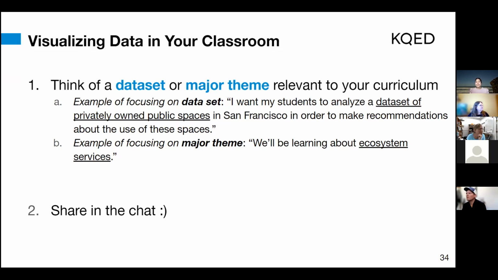So a couple of examples, if you have a data set in mind, like maybe you want your students to analyze a data set of privately owned public spaces in San Francisco in order to make recommendations about the use of these spaces. Perhaps you're thinking about ecosystem services and you don't really know what data set you want to use yet. Maybe you'll even have students find these data sets. So those are some ways that you might think about doing an infographics project.